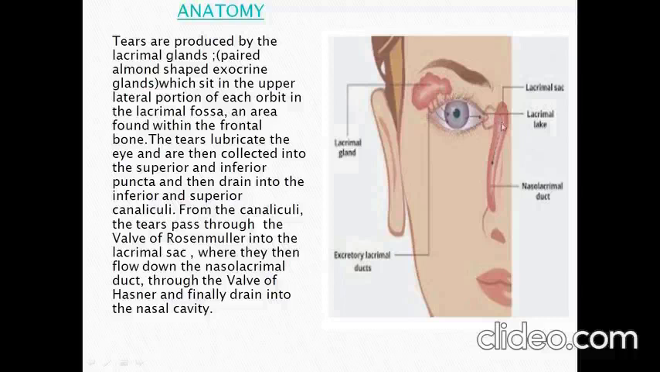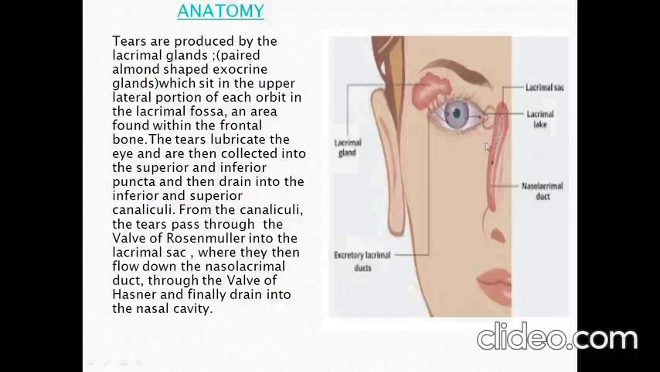Now from the lacrimal sac, they will flow down to the nasolacrimal duct and enter into the nasal cavity after passing the valve of Hasner. Okay, so this is the normal anatomy of the entire lacrimal apparatus.